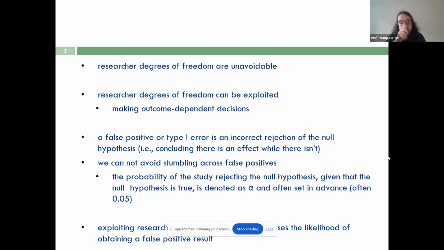The problem is, if you exploit your researcher degrees of freedom in the way that I mentioned by making outcome-dependent decisions, then you can increase your false positive rate, so that the value that we collectively find acceptable, 5%, will go through the roof.